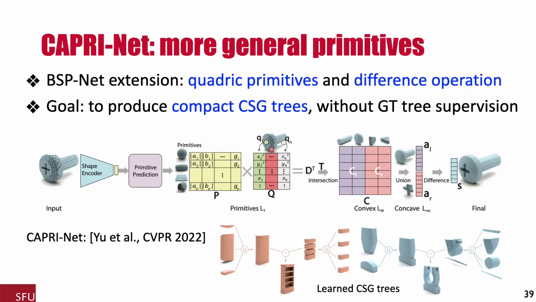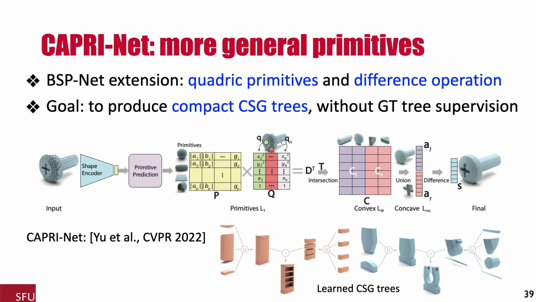Now we have planes, but planes are certainly limited, right? So now we extend the planes into quadrics, so we can represent more general CAD models. That was the idea. The funny thing is, along the evolution, I think every paper can be explained using one sentence. If you go from one to the next, you know the context. The next paper we call CAPRI-Net. We turn planes into quadrics. That's more general. And we also added a difference operation.